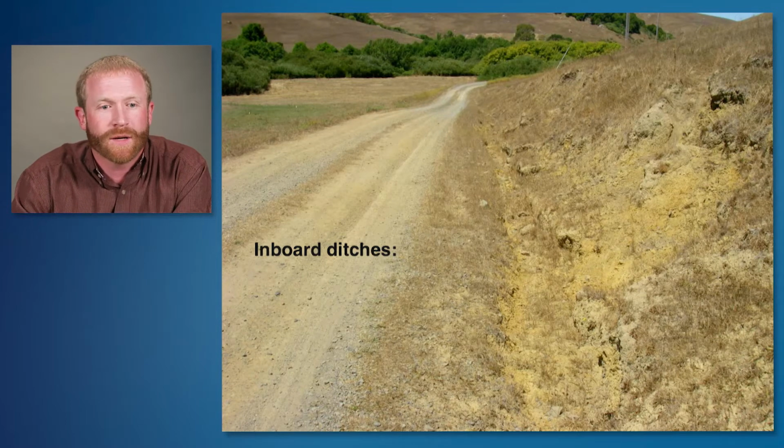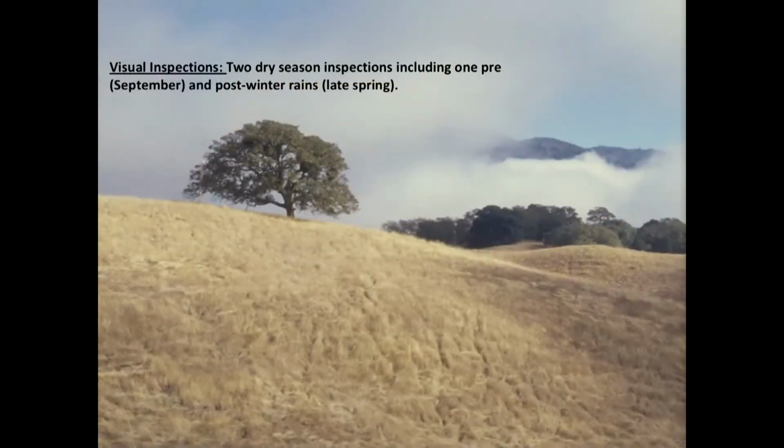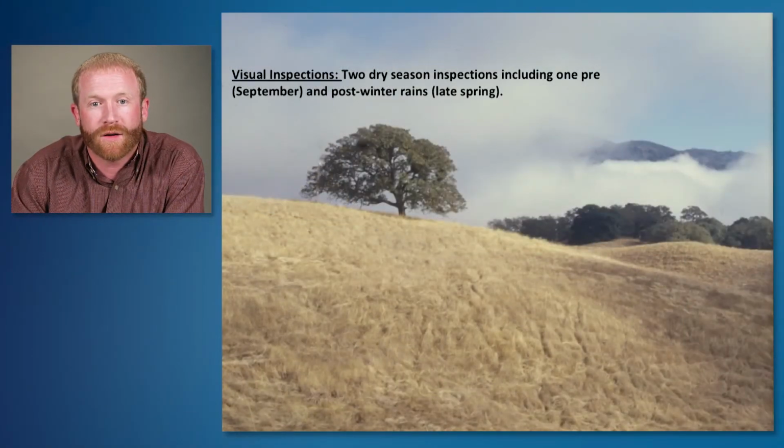So just some random examples of infrastructure on the ranch that you could photograph and take note of in your visual observations. In terms of timing of visual inspections, if you go through this worksheet, you'll see that operators are asked to do 2 dry season inspections, which include 1 pre-rain in September and 1 post-rain in the late spring. Obviously, in the state of California, what's late spring to you is going to vary.